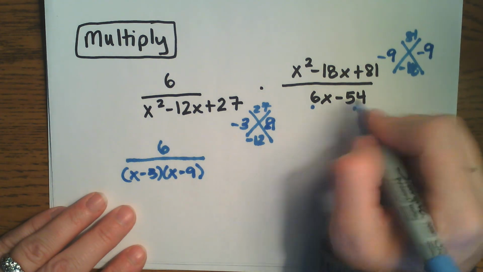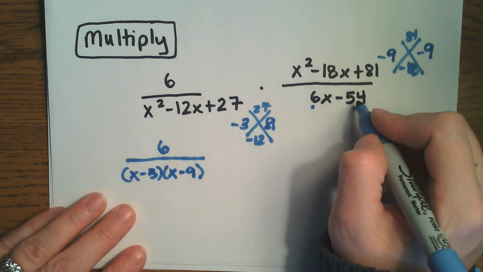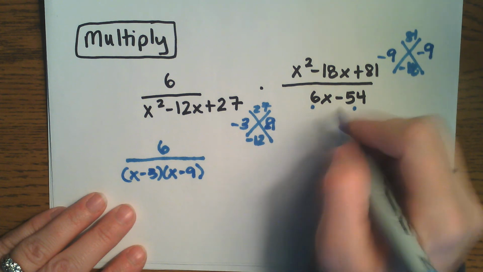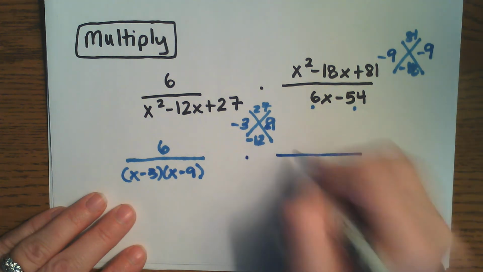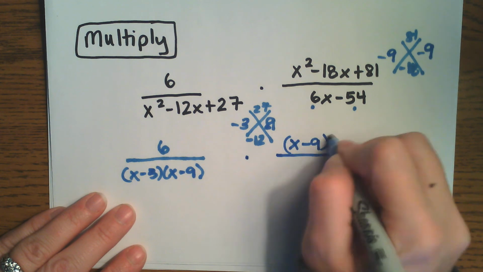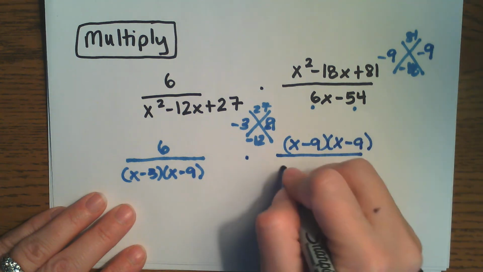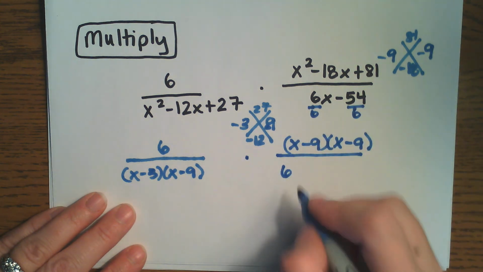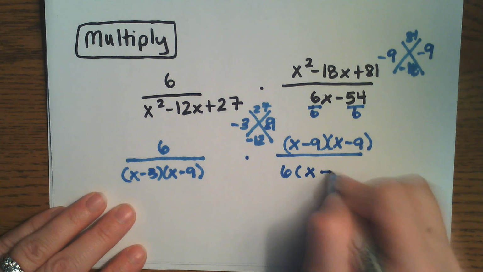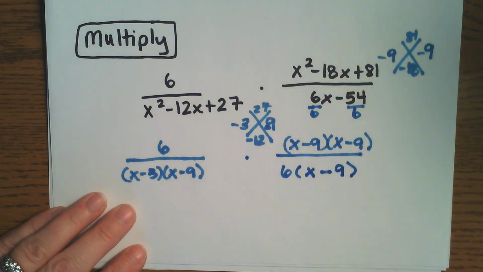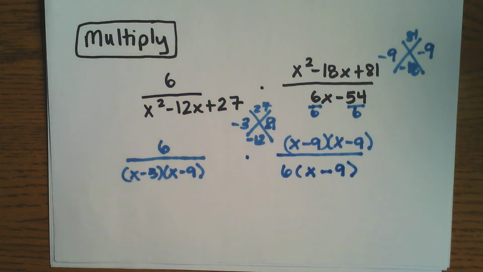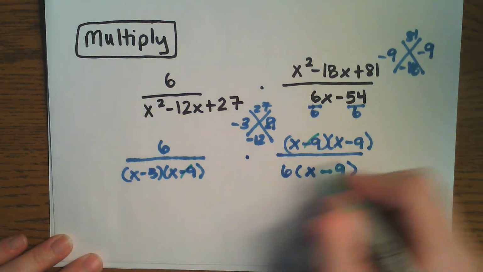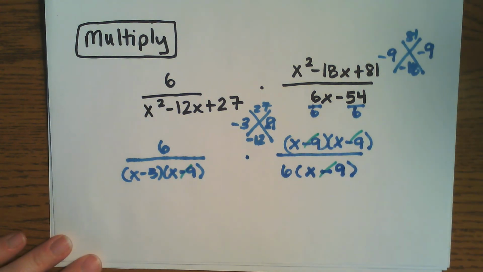Okay. 6 and 54 have a greatest common factor of 6 that I'll be able to divide out. Let me write this down first. So they have a common factor of 6. So when I divide that 6 out, that becomes 1, x minus 9. Lots of minus 9 in this problem. All right, so I'm looking for those matches. What matches? Boom, boom, boom, boom. What else? Yep.